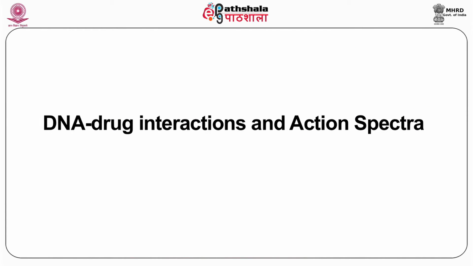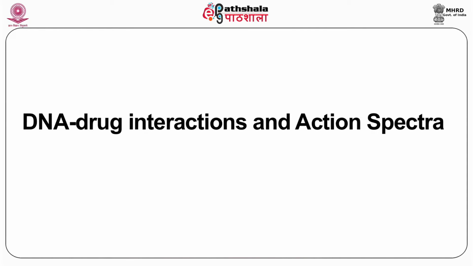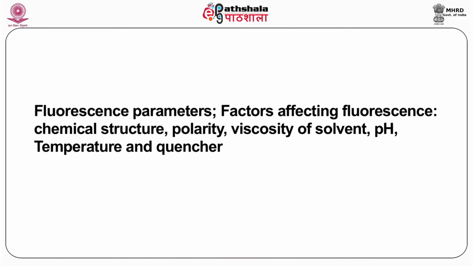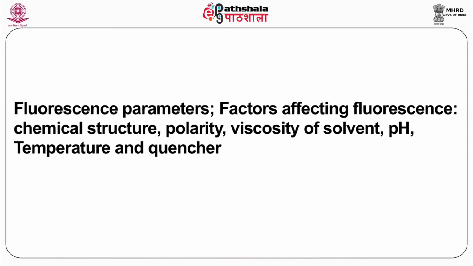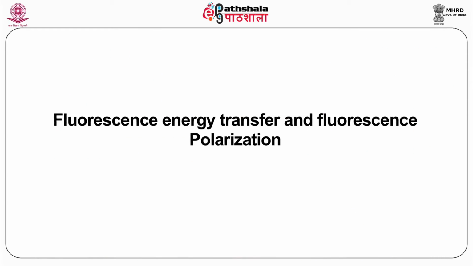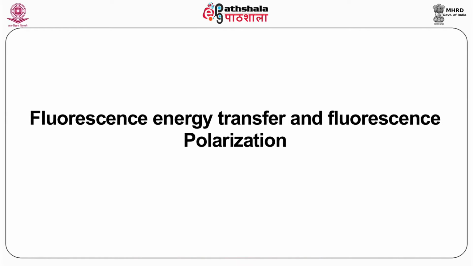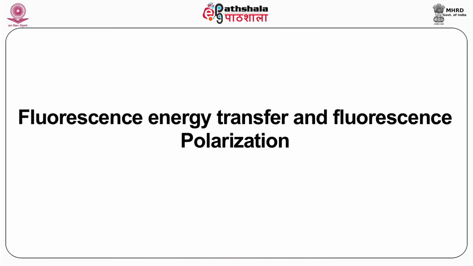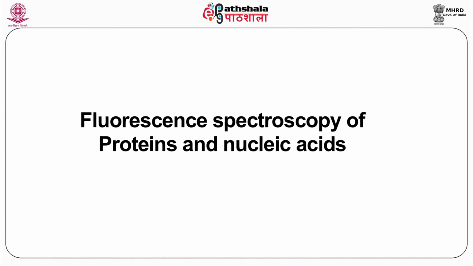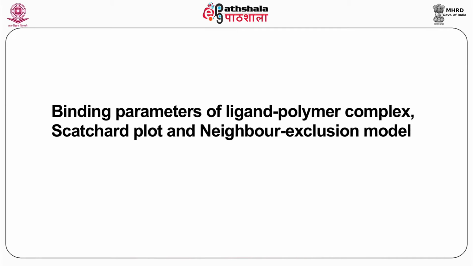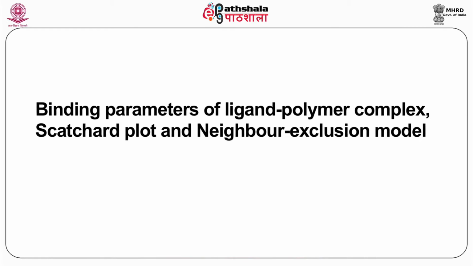Then fluorescence spectroscopy is dealt with in a very detailed manner, covering the chemical structure and the factors that fluorescence depends on, such as the medium, temperature, etc., and what the quenchers are. Later on, fluorescence energy transfer is studied exclusively to understand polarization and so forth. Then later you apply these techniques and methods to proteins. Then how a ligand-polymer complex is formed and how you understand that, then the scatter plot, and so on and so forth.